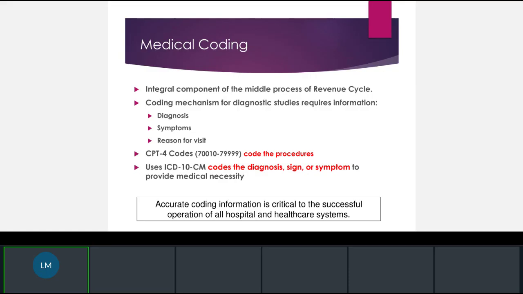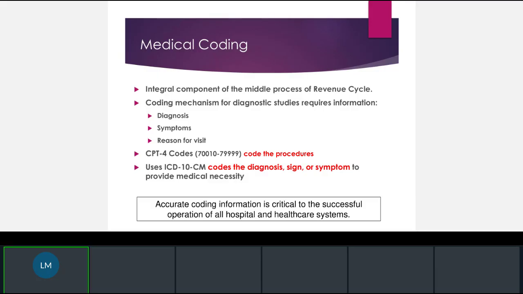Okay, so the ICD-10 codes, they actually code the diagnosis, the sign, or the symptom that provides the medical necessity. With those, they give you an example: if a patient complained of a cough and shortness of breath, then the ICD-10 codes would be R05 for cough, and R06.02 for shortness of breath.